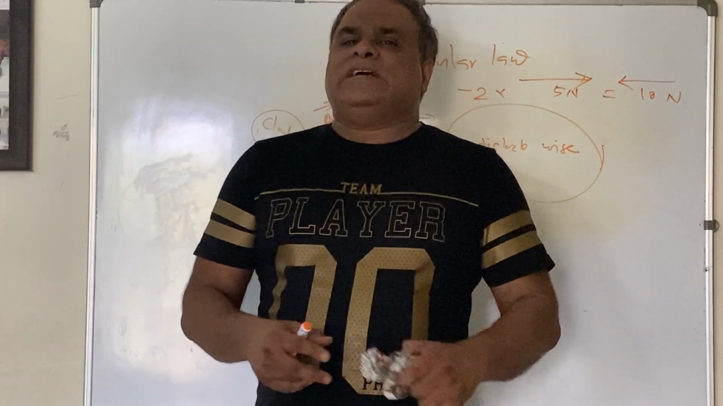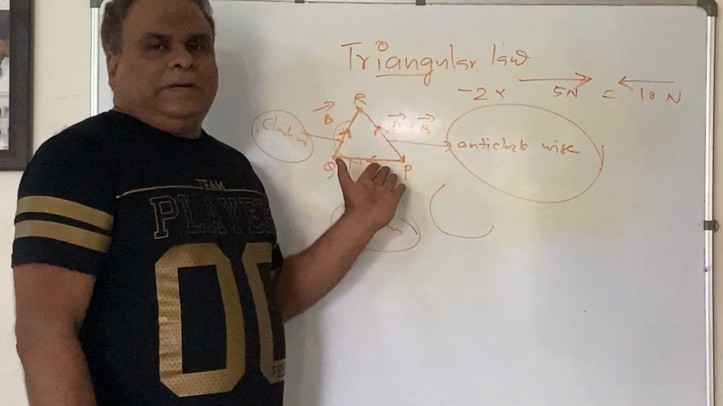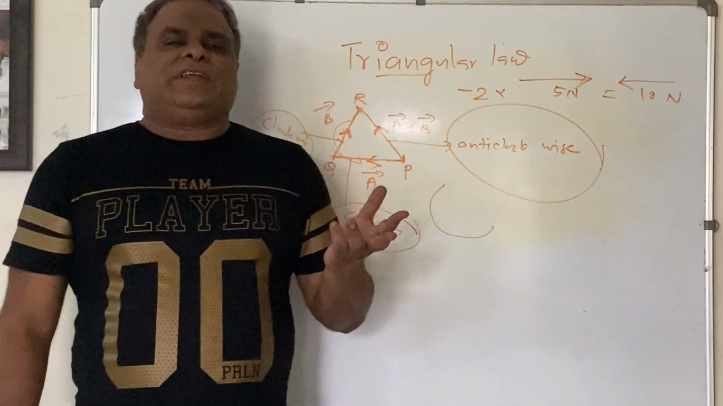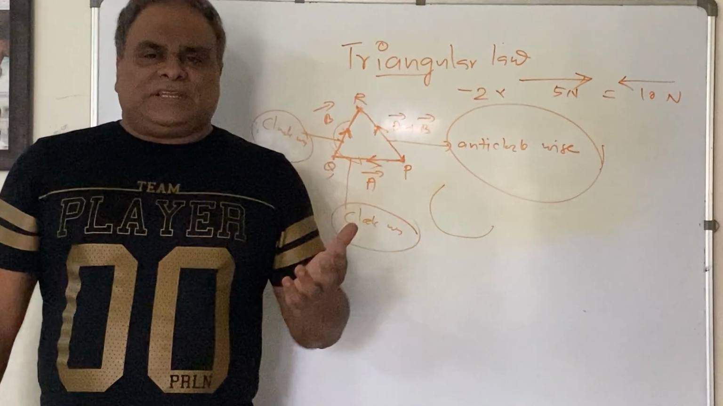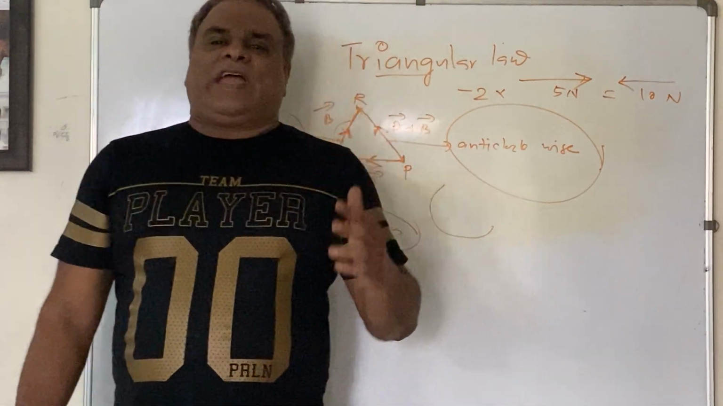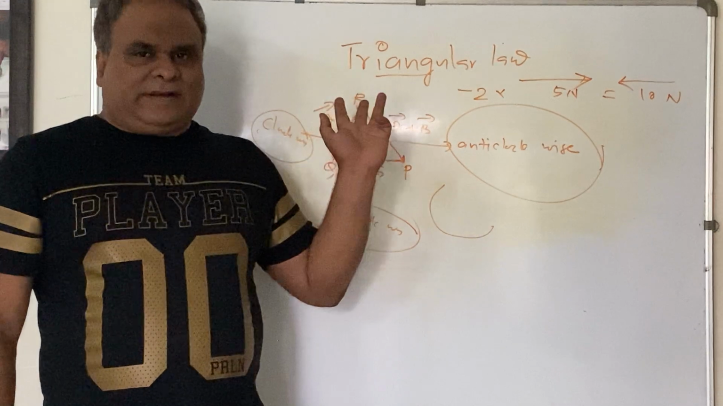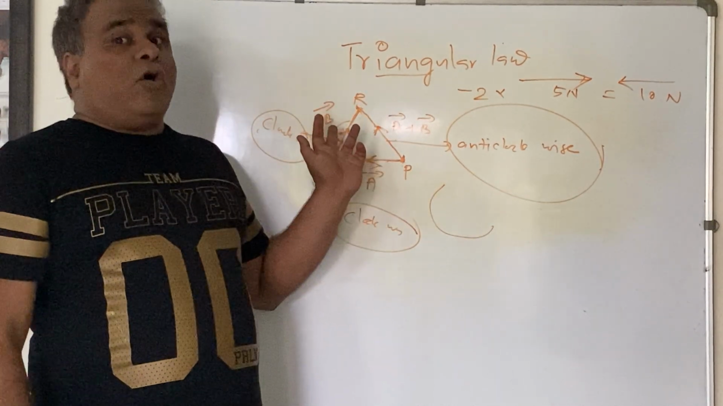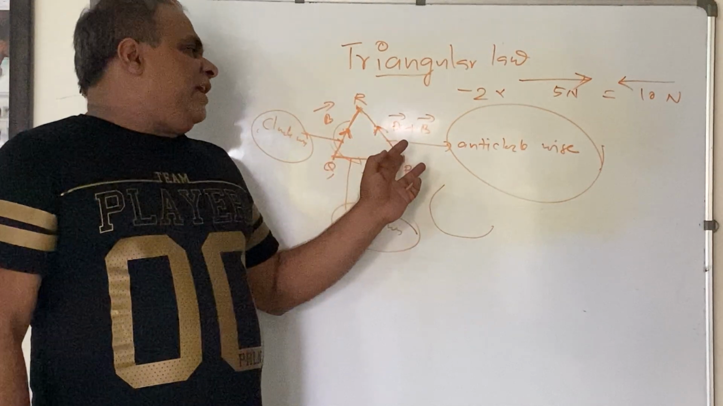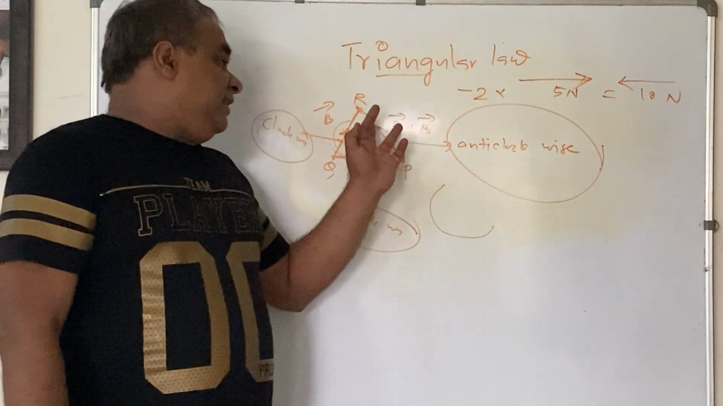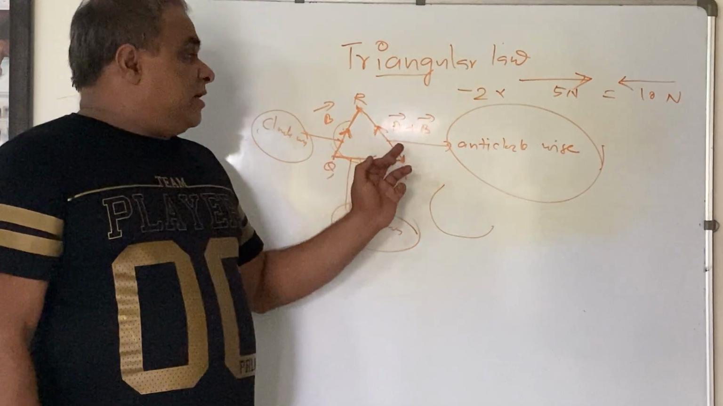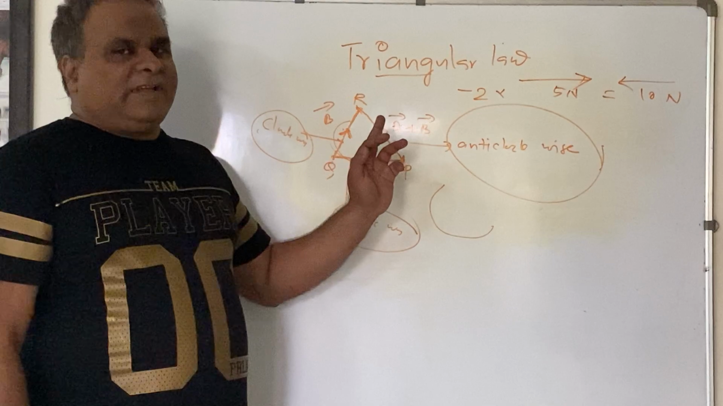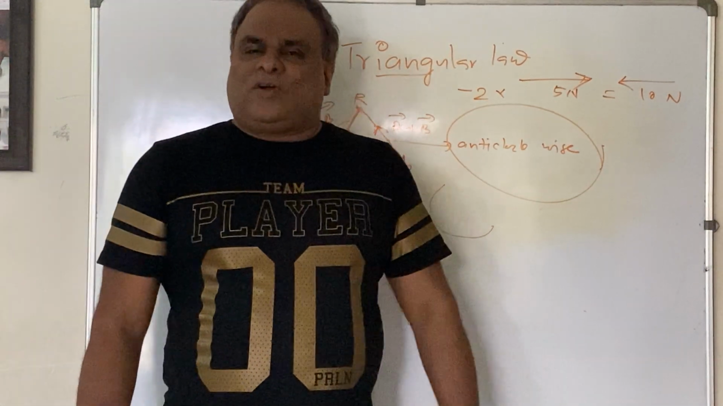Then finally, we learned the triangular law. So what is the statement? If two vectors are represented in magnitude and direction by the adjacent sides of a triangle taken in order, both of them clockwise, that is in order, then the sum is represented in magnitude and direction by the third side of the triangle taken in the reverse order, that is anti-clockwise. The sum is anti-clockwise. Understood? That's all for today.